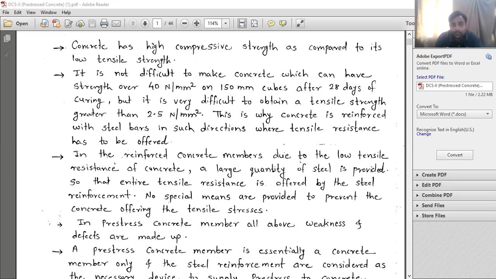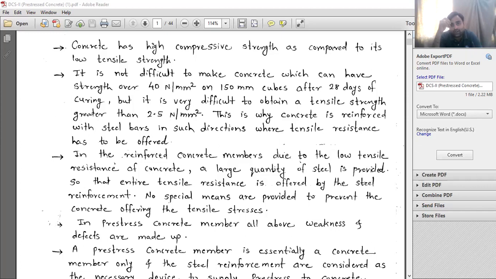Understand this: prestressing means pre-stress. You can separate those two words. Stress you already know, and pre means before. So we introduce the stress in that tendon beforehand. That is the pre-stress, due to which its compressive as well as tensile strength is increased. That is why we use these prestressed concrete members in heavy bridges.